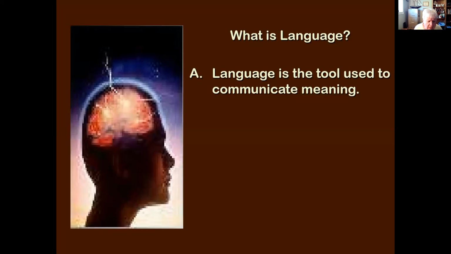So language is so critical and such an important part, and we use it without thinking about it, but we need to stop and give thought to it. It's the tool we use to communicate meaning.